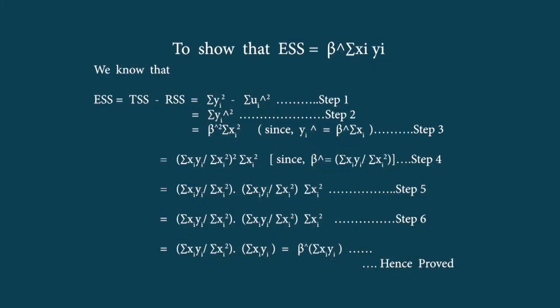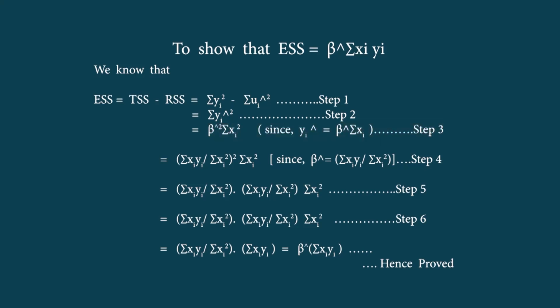This boils down to showing different types of expressions for ESS, because that will be required to understand the goodness of fit. So we observe that ESS is basically the total variation minus the variation due to error. This goes by step 1, where we find summation yi square minus summation ui hat square. On that basis, this is equal to summation yi hat square, which is the ESS expression. Now we know from step 3 that this can be written in terms of the slope coefficient multiplied by summation xi squared.